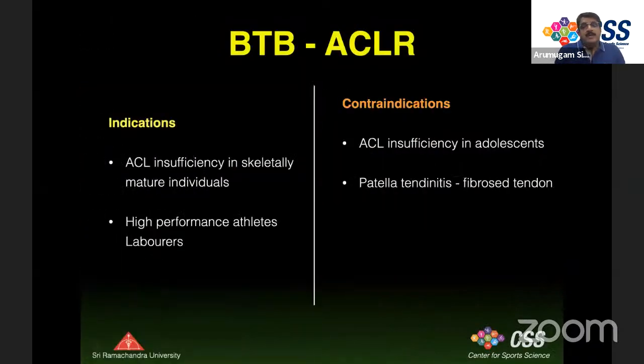So now in version 2, the indication is almost all my patients, I see whether I can do a BTB ACL reconstruction. All skeletally mature individuals, high performance athletes, both male and female, and also heavy workers. Contraindication is ACL insufficiency in adolescents. When skeletally immature, the physis is open, then it should not be done. And with patellar tendinitis, when the tendon is fibrous, which you can pick up with the MRI, then we don't do it. Even anterior knee pain and chondromalacia patella are not contraindications anymore in younger patients.